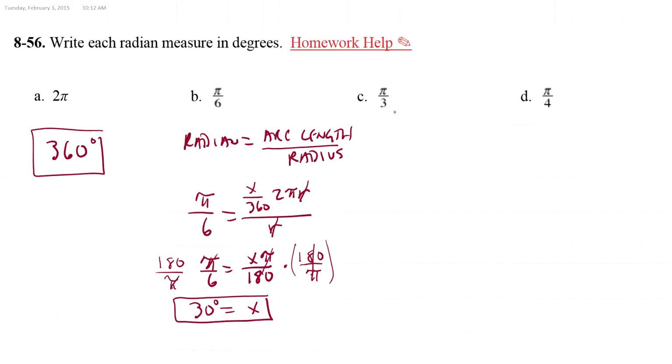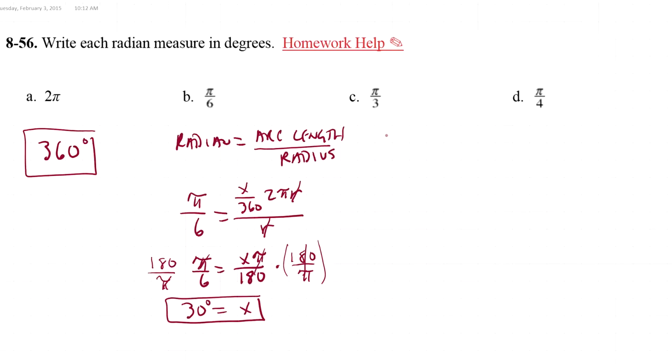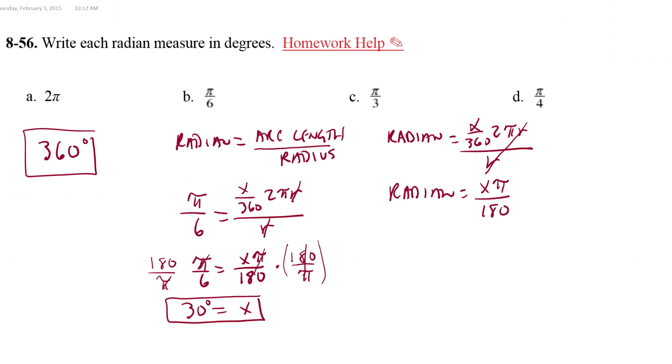Alright, looking at pi over 3, again, we know that the radians equals 2 pi r. Actually, I should do this. It's going to be x over 360 2 pi r divided by r. The r's cancel, and so we're going to get radian equals x times pi over 180. We know that the radian measure is pi over 3. So this is x.